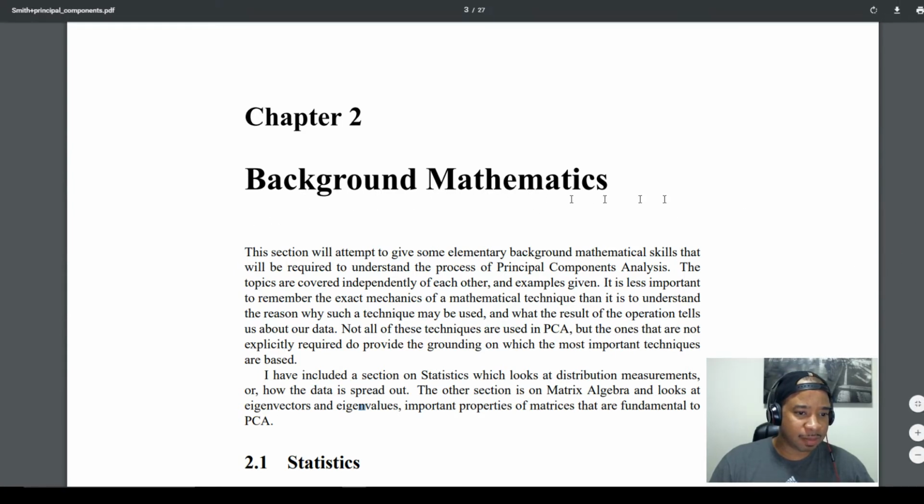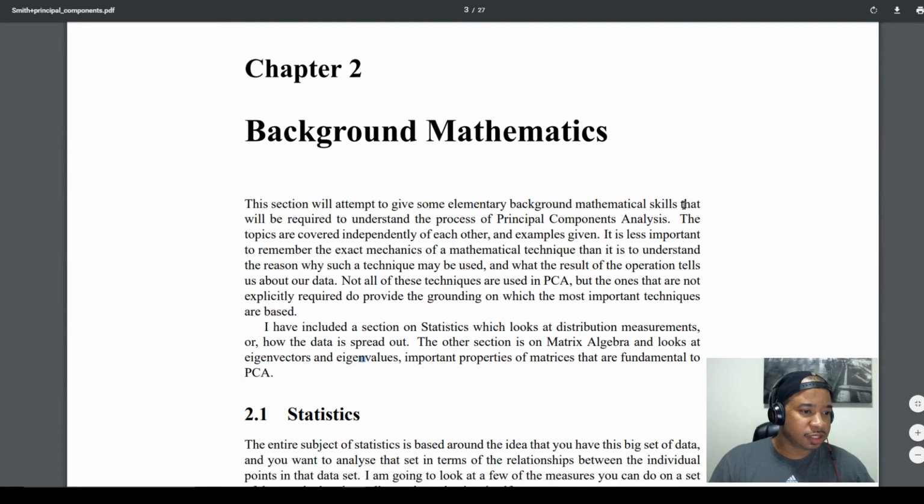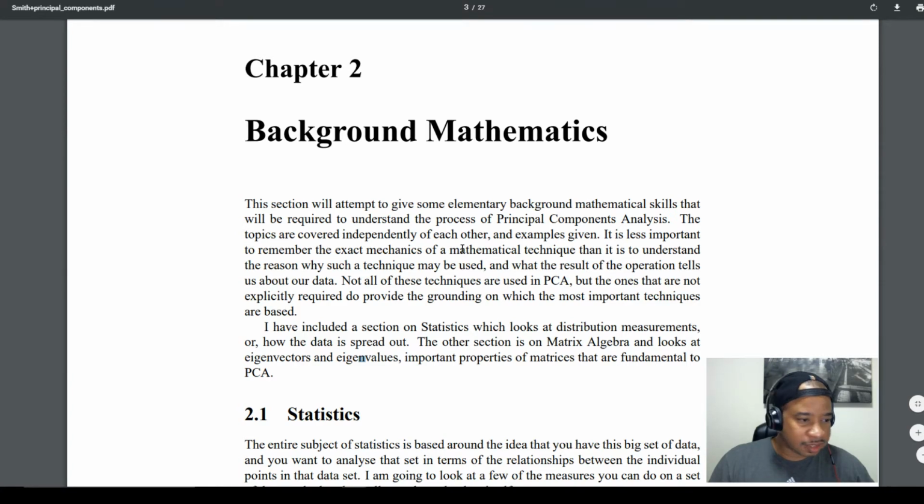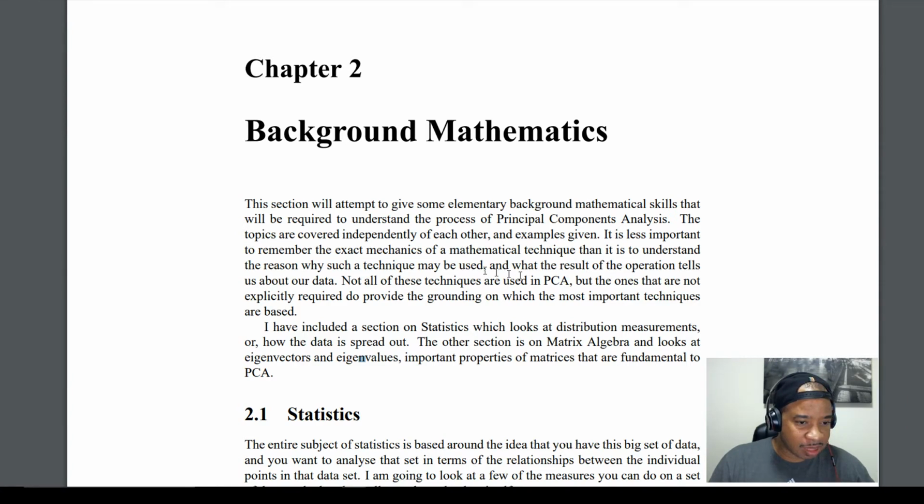Chapter 2: Background Mathematics. This section will attempt to give some elementary background mathematical skills that will be required to understand the process of principal component analysis. The topics are covered independently of each other and examples given. It is less important to remember the exact mechanics of the mathematical technique than it is to understand the reason why such technique may be used.